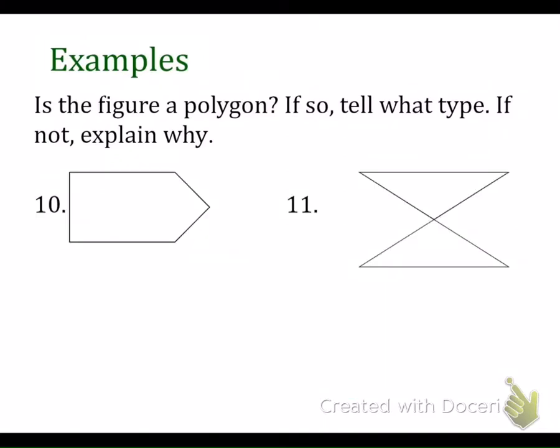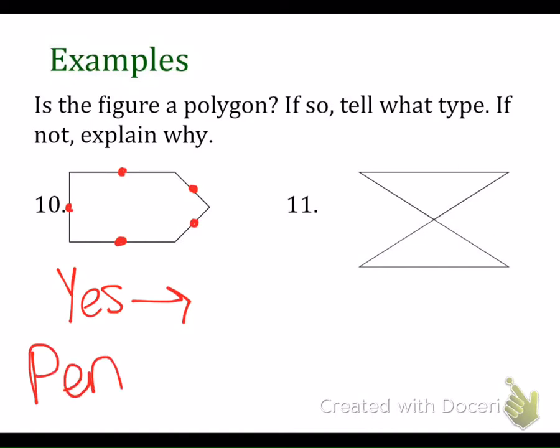Yes. How many sides are there? 5. Wait, pentagon. So if you're pointing: 1, 2, 3, 4, 5. So there's 5 sides. So what did you say? It's a pentagon. They're all polygons. So a polygon is at least 3 sides.